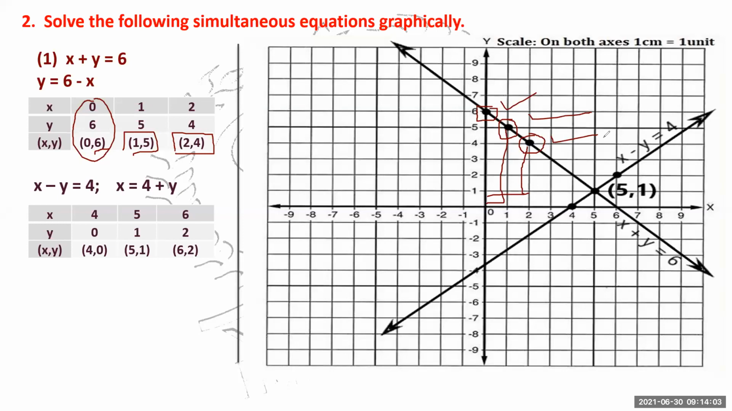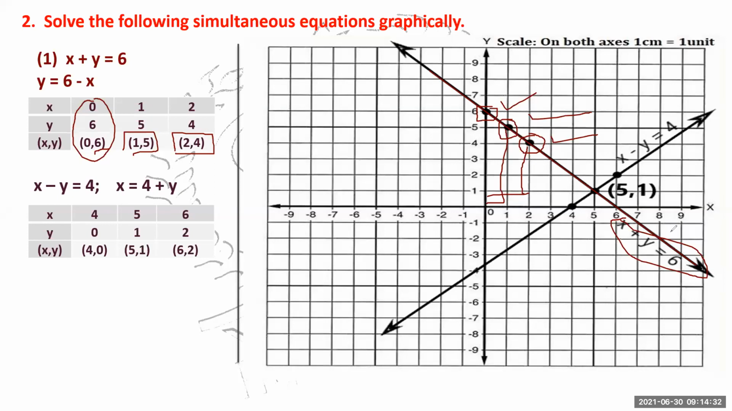Now you draw a straight line to join all these points. Draw a straight line which will pass through all these 3 points. Understood? And on top of that line, we're going to write the equation. Check: x plus y equals 6.